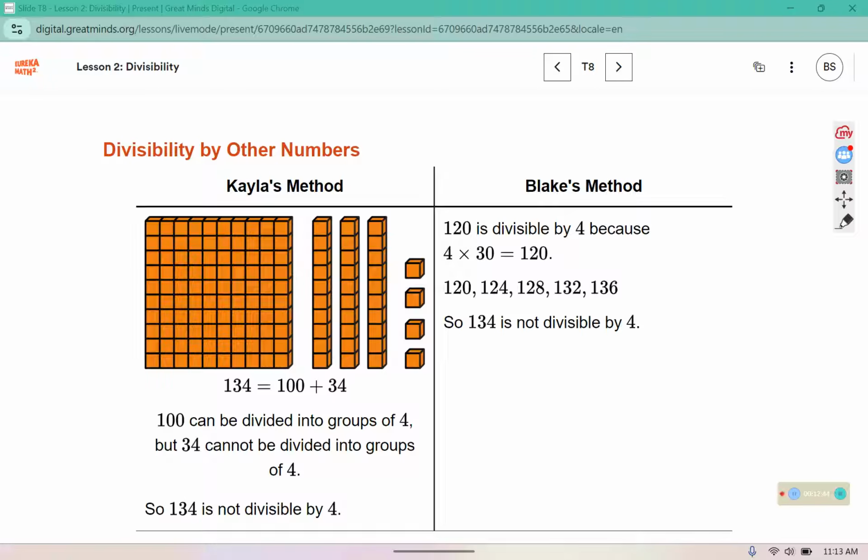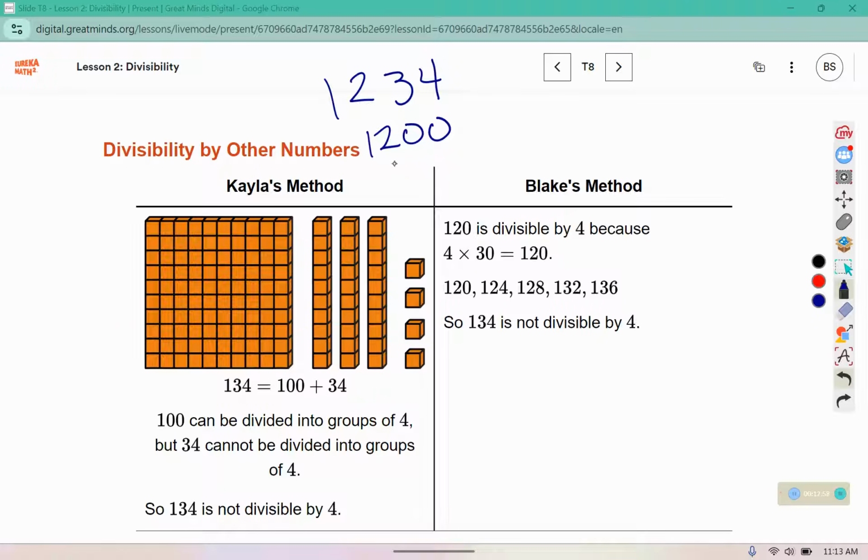Well, we know that hundreds are divisible by 4. So if we have 1,200, that's just 12 hundreds. So that piece is divisible by 4. Now we need to check if 34 is divisible. But we already said that it cannot. So 1,234 is not divisible by 4.